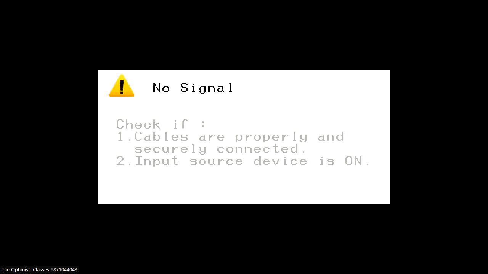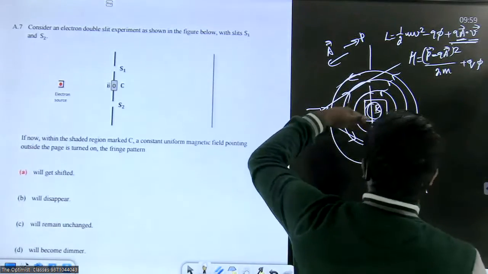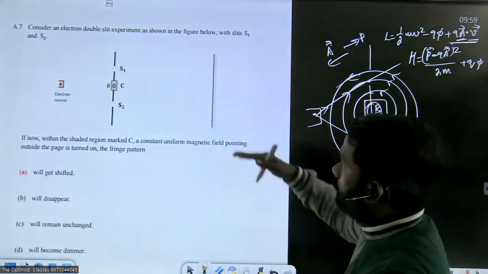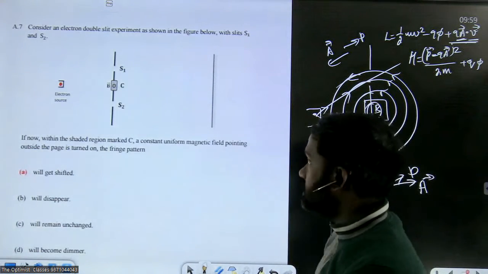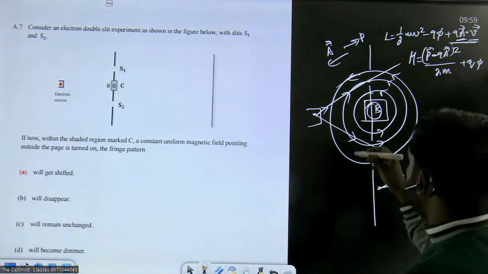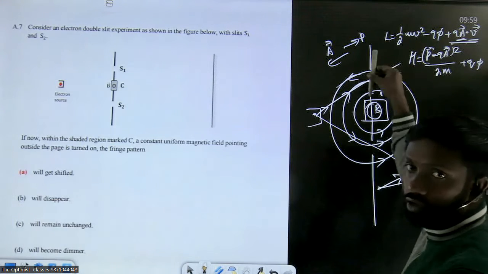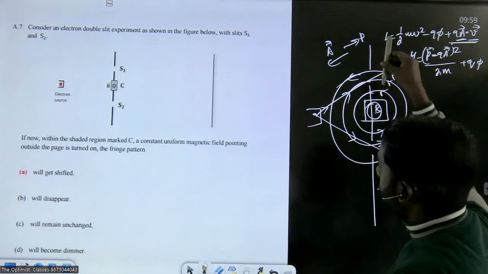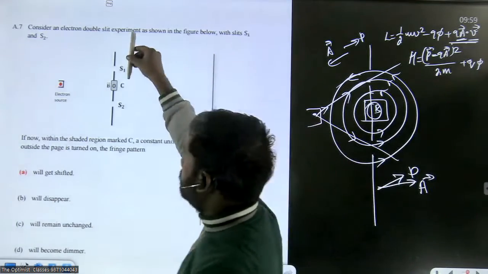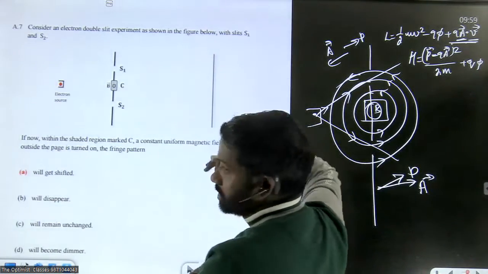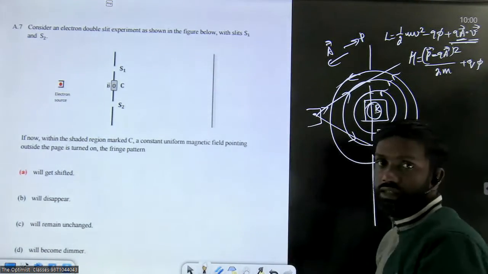Because of which there will be a change in phase, and if there is a change in phase, we know that the interference pattern shifts. This situation is somewhat similar to the situation in which we put a glass plate in front of one of the slits. When we put a glass plate in front of one of the slits, the interference pattern shifts. So something similar is happening here.